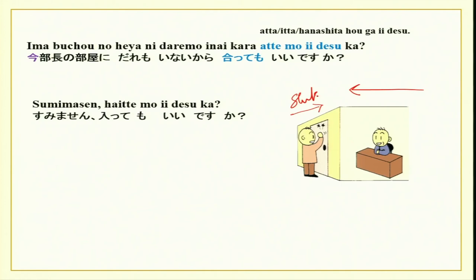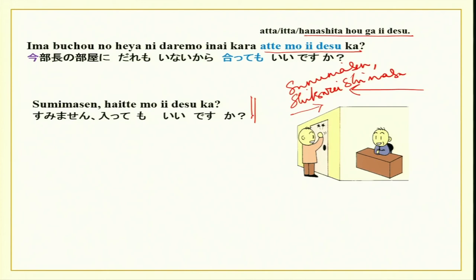Phrase is shitsurei shimasu or sumimasen. So, he is asking his friend, ima bucho no heya ni dare mo inai kara, nobody is there, atte mo ii desu ka? Is it all right if I go and meet him? Or hanashite mo ii desu ka? Is it all right if I go and talk to him? So, the answer could be, hai, atta hoga ii desu. Or dozo itte kudasai. Or dozo itta hoga ii desu. Hanashita hoga ii desu. Any of this could be the answer.